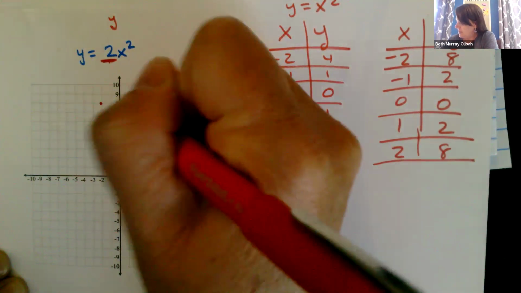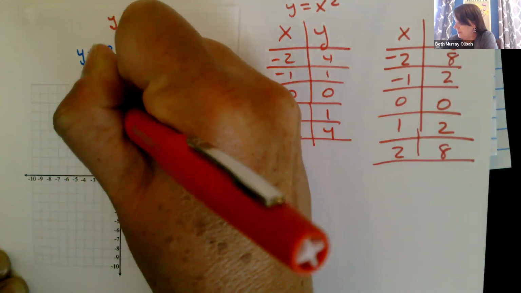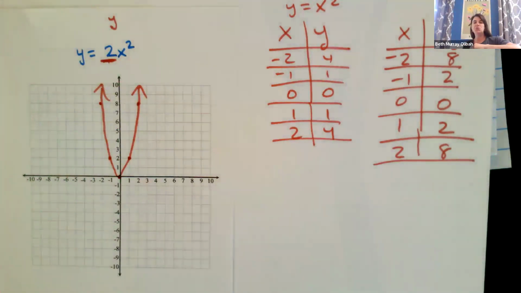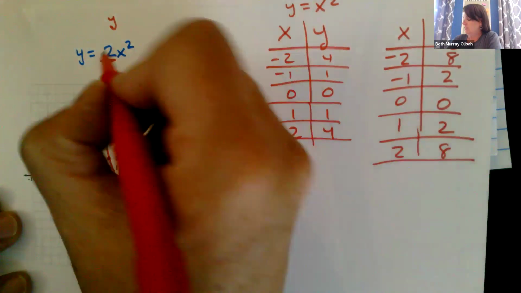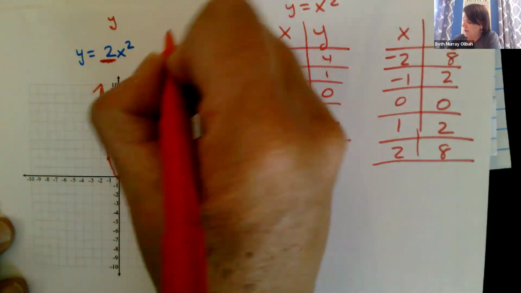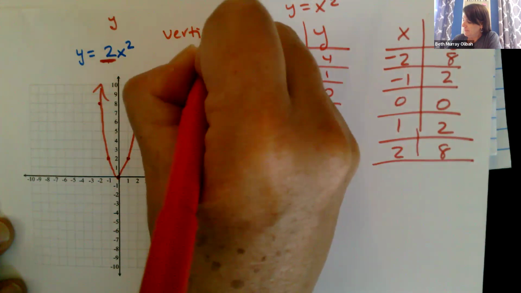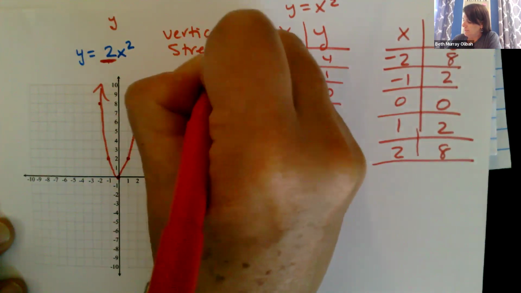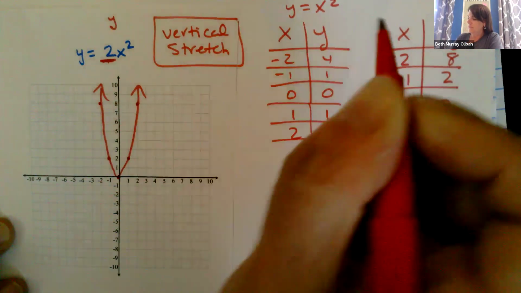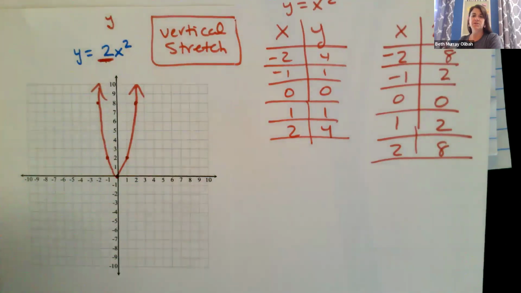So if you see, it's a much skinnier graph because that 2 is making it go up at a faster rate. So this 2 out front is called a vertical stretch. So a number being multiplied out front is called a vertical stretch because it stretches it up faster.